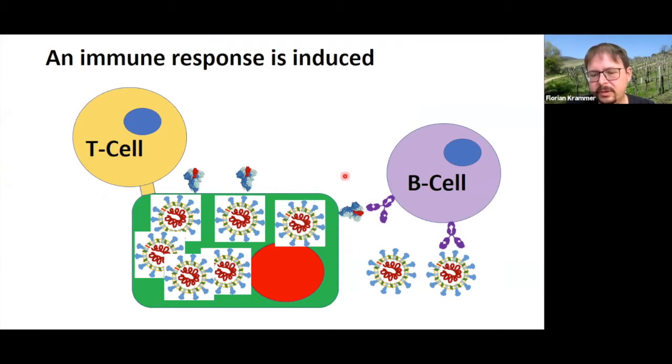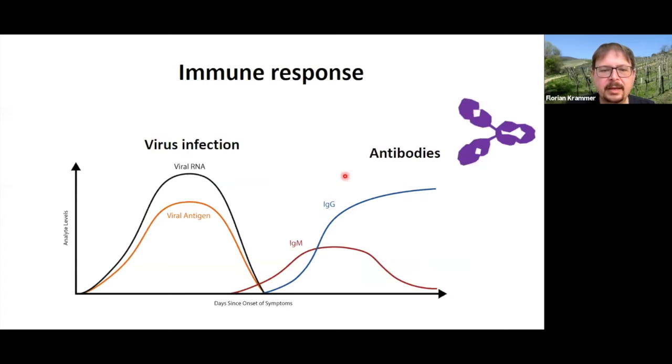But if you go through a SARS coronavirus 2 infection, your immune system will respond and you make these T cell responses and antibody responses. And so this is how it typically looks like with antibodies. On the x-axis here, you have days since infection. And on the y-axis, you have basically the magnitude of these analytes.